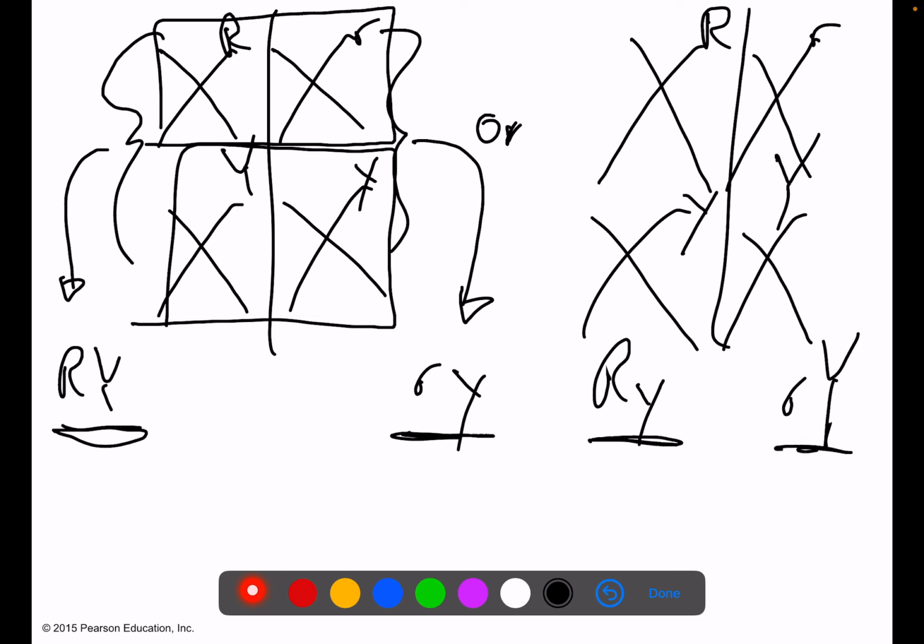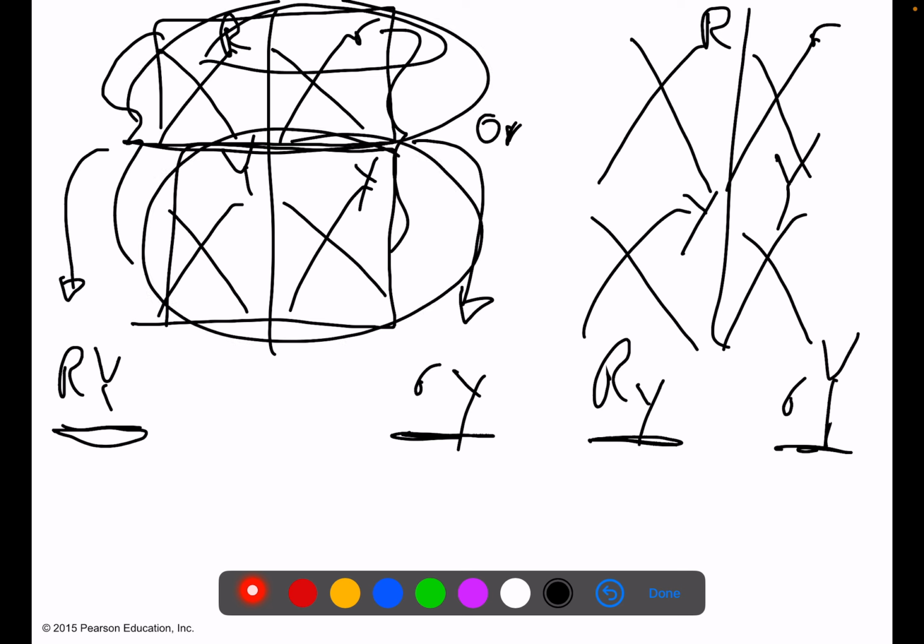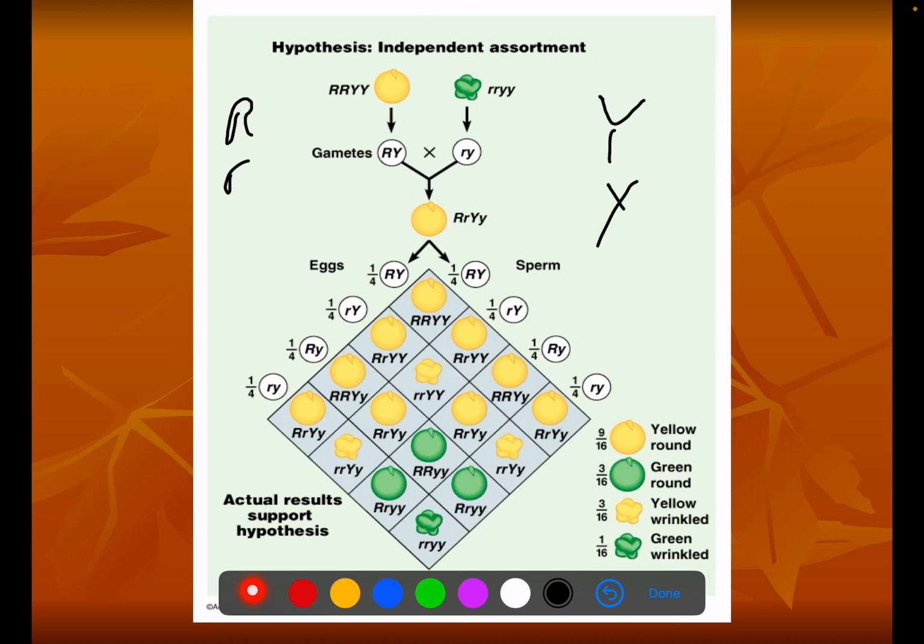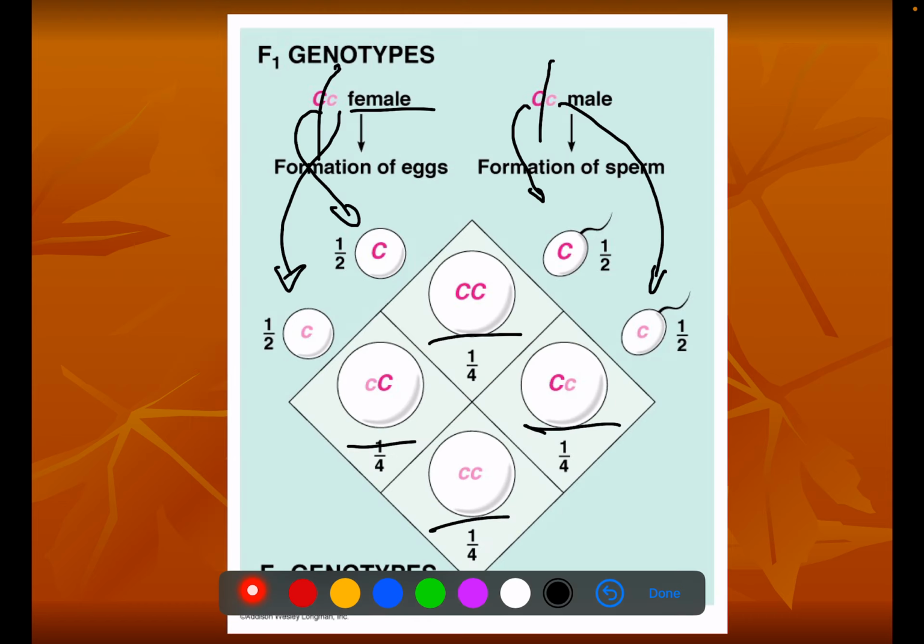So the law of independent assortment takes effect whenever you have genes on separate homologous pairs. Genes on separate homologous pairs. And that gives you 1, 2, 3, 4 different outcomes. 4 different sperm or 4 different eggs. And that's why you would have 1, 2, 3, 4 different gametes instead of what we've been seeing, which is 1, 2 gametes.